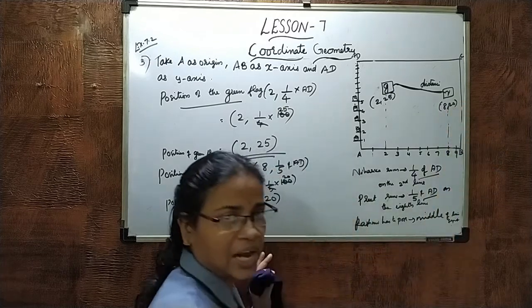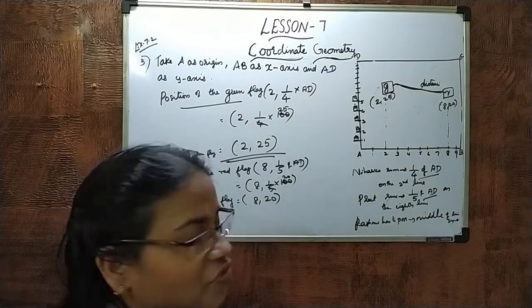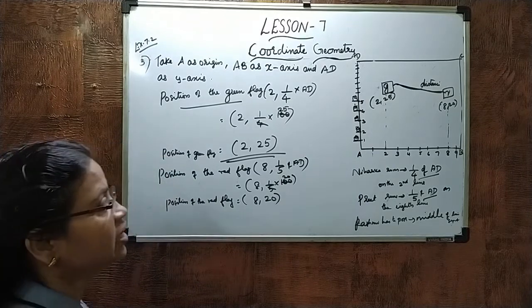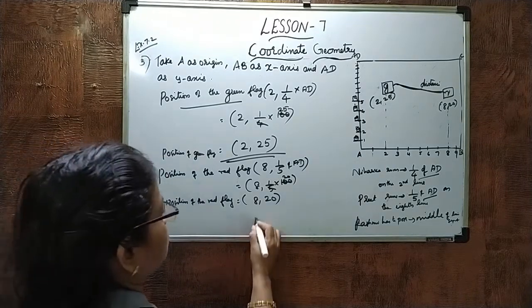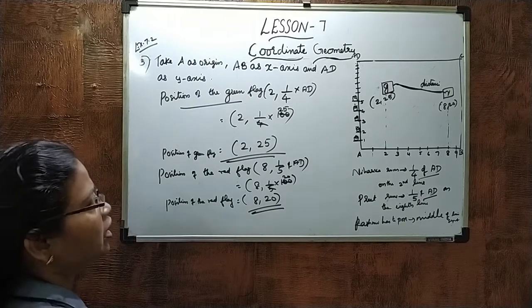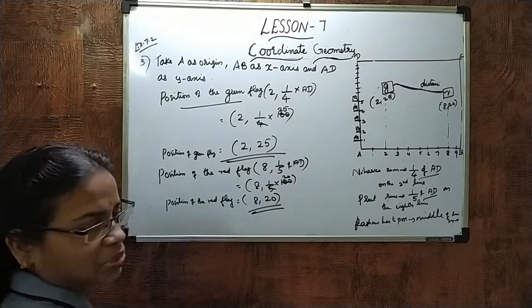The coordinates are 8 and 20. What do you have to find out then? You have to find out the distance between these two. So here, this one, 8 and 20, you have to complete. Then we will start the distance between the two points.